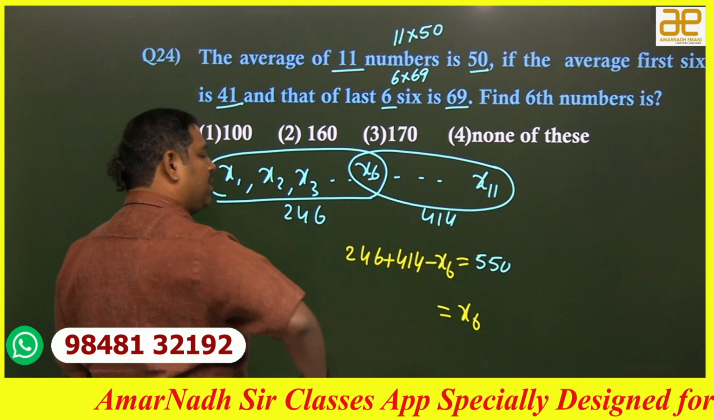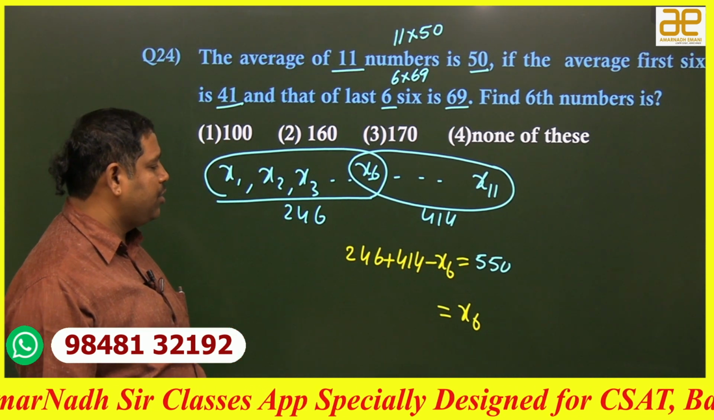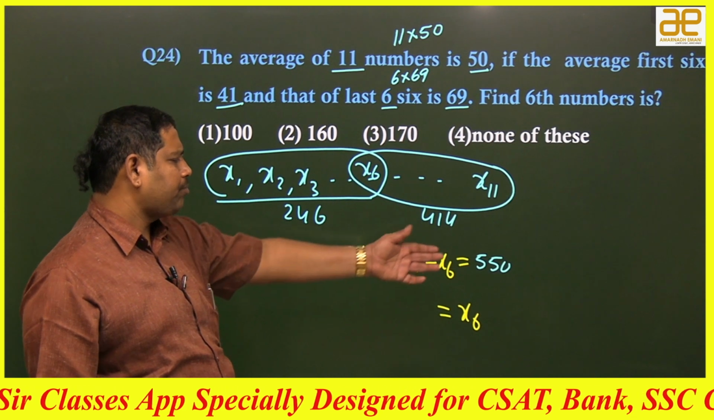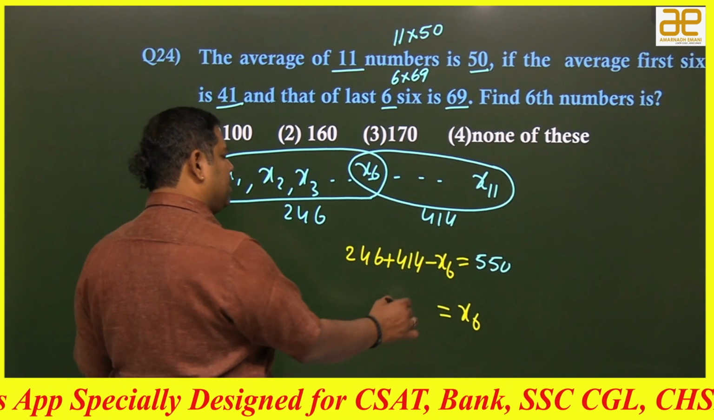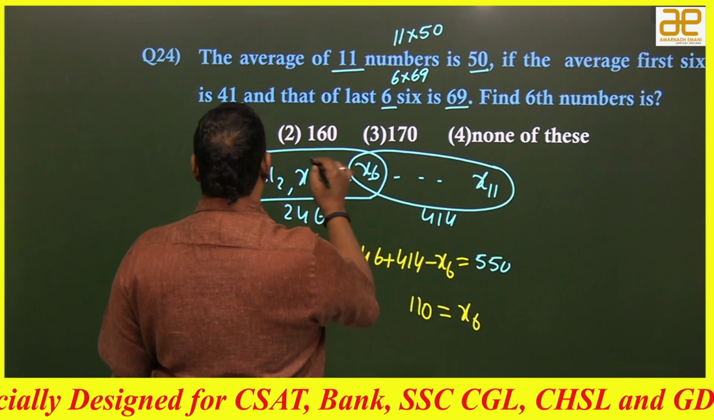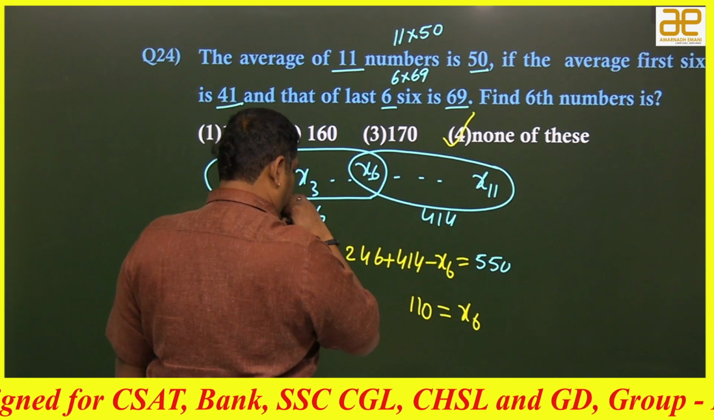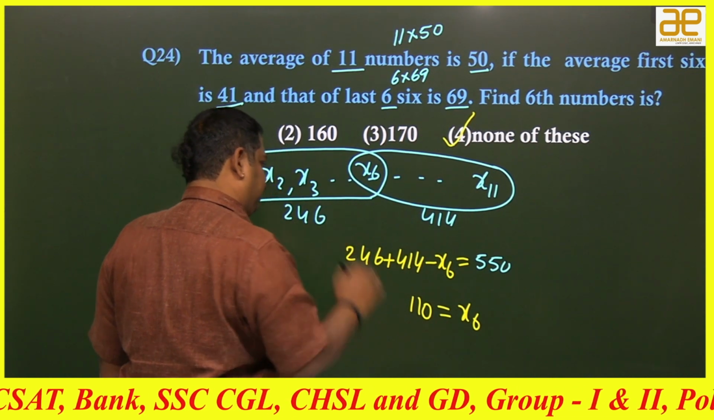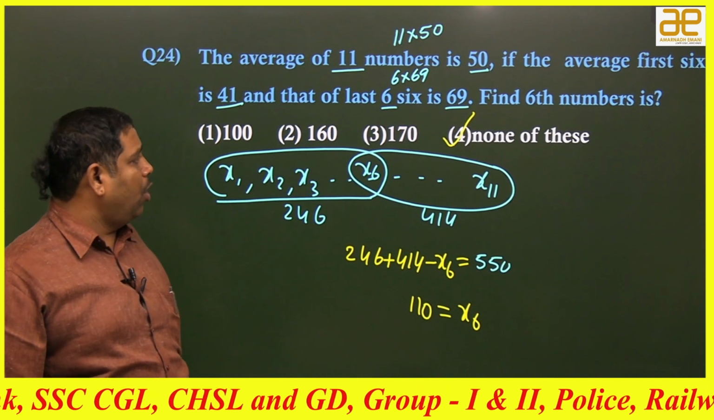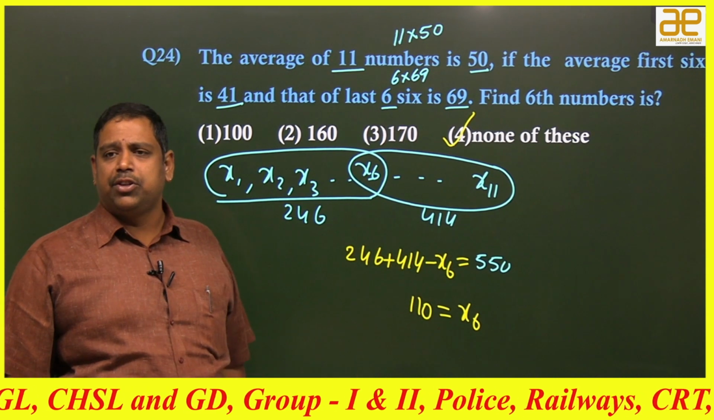Okay. 414 plus 246, the sum is 660. 660 minus 550 is how much? 110. So happily the answer is 110. Okay, this is the answer for this question.